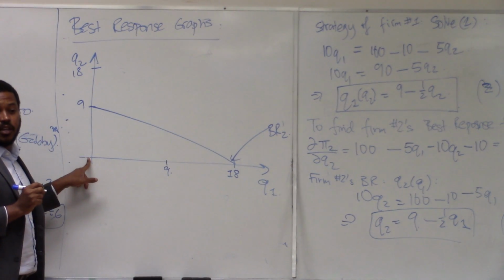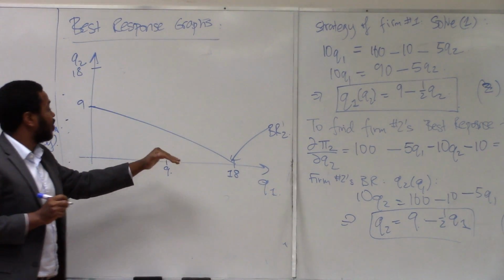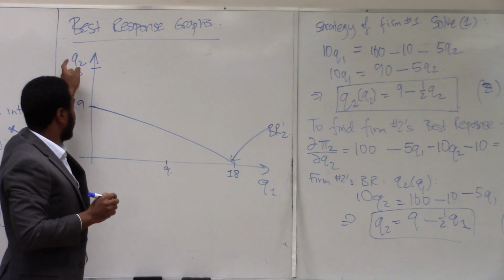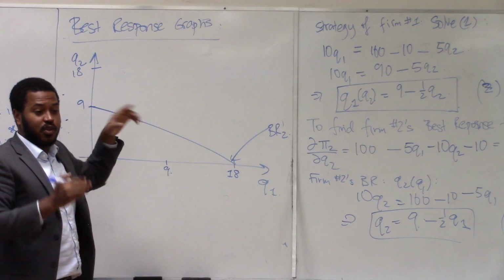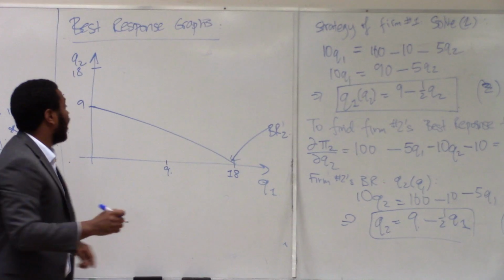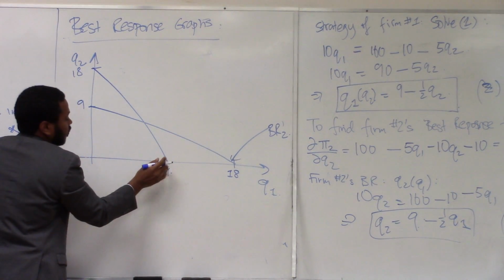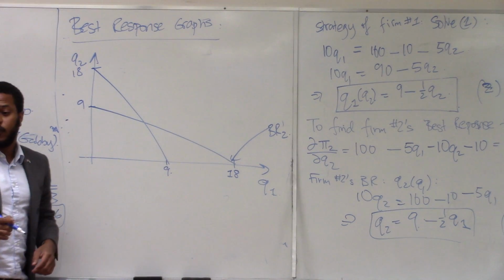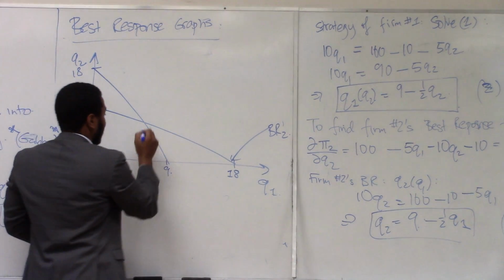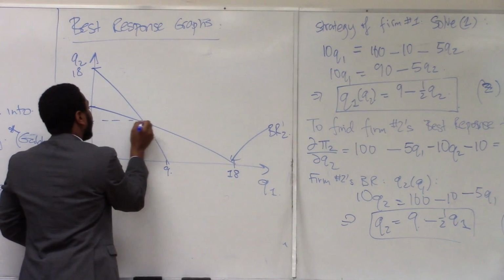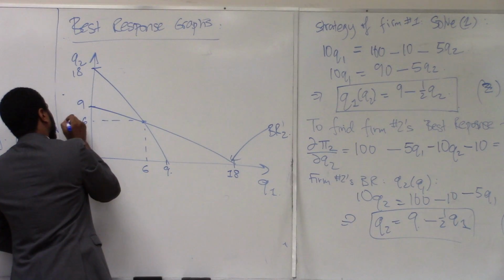Everyone sees that? You have to be careful when you graph this because everything is really simple for the Q2 best response function. But when you graph Q1 as a function of Q2, you're kind of going backwards. Everyone sees that? Okay. And this intersection here is going to be which point? 6. So Q2, Q1.